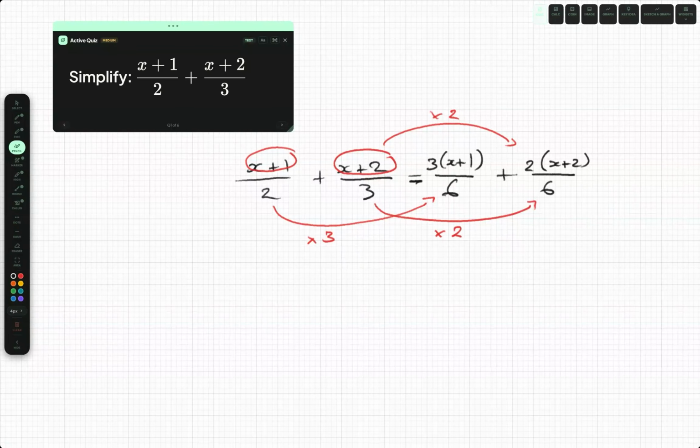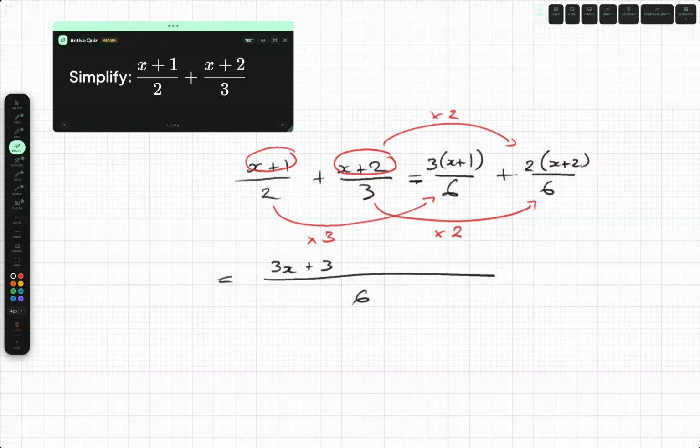Okay? Now, because these are now the same denominator, we put the whole thing over 6, and we start to think about expanding these. When we have expanding brackets, we're multiplying the first coefficient into each term. So 3 times x and then 3 times positive 1. 3 times x is 3x, and 3 times 1 is positive 3. 2 times x is 2x, and then 2 times 2 is positive 4.